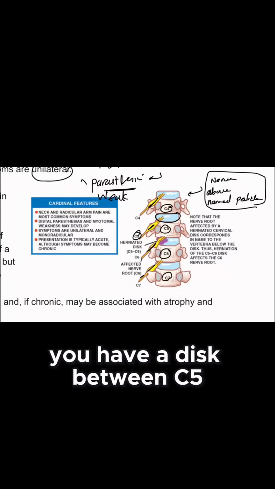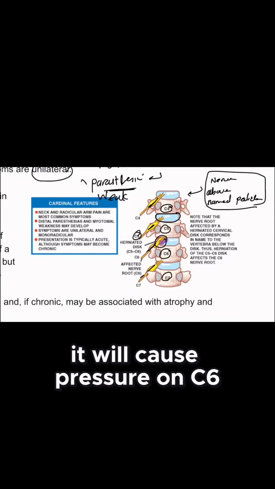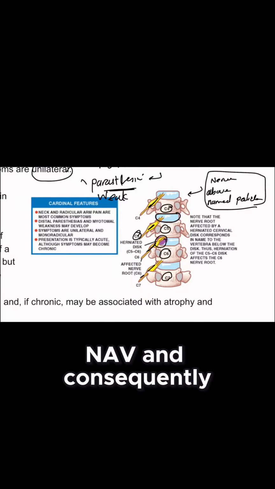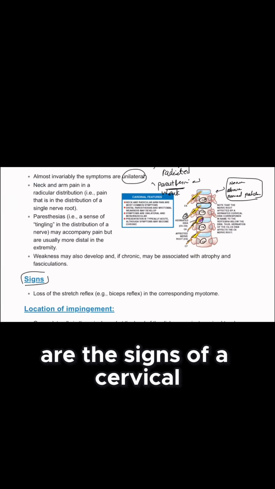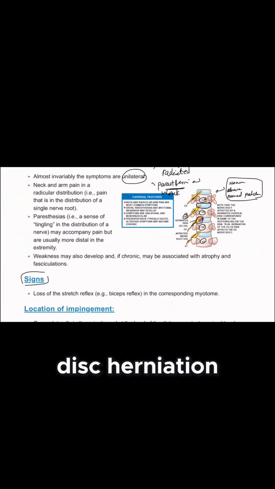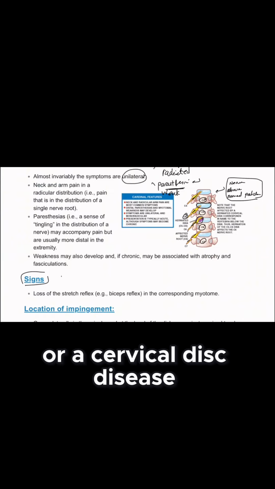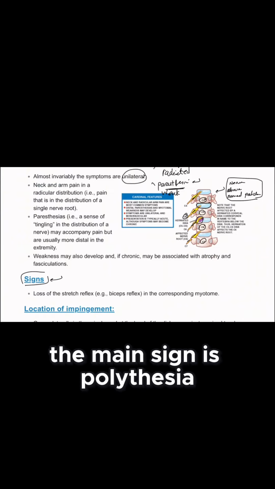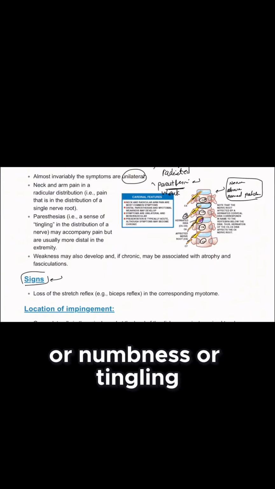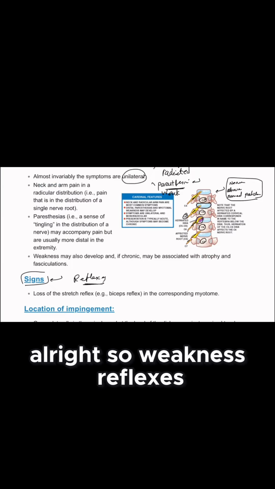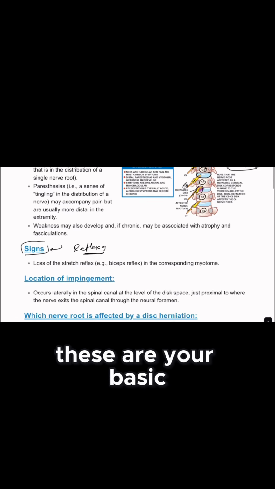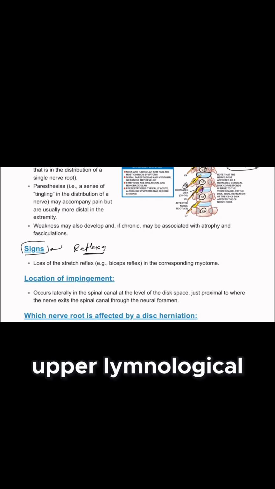If you have a disc between C5 and C6, it will cause pressure on the C6 nerve, and consequently, you will have a C6 radiculopathy. What are the signs of a cervical disc herniation or a cervical disc disease? The main sign is paresthesia, or numbness, or tingling, or reduced sensation in the upper limb, and also weakness. All right. So weakness, reflexes, and numbness. These are your basic upper limb neurological examination.